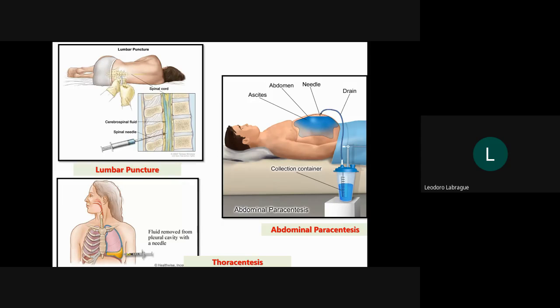See? Again, a small needle is inserted into the thoracic cavity. Normally, the thoracic cavity should have no fluid. If there is a fluid buildup in that area, that means the person is having some illness or disease. Through the aspiration procedure, fluid is removed from the pleural cavity with a small needle, and this will be examined to check for the presence of any diseases.